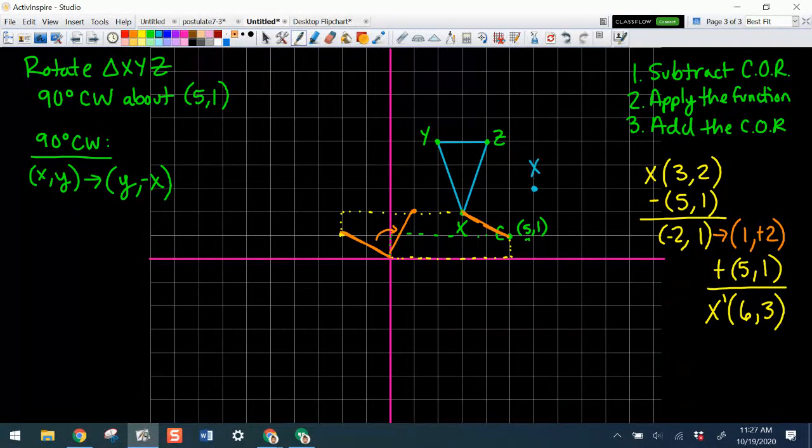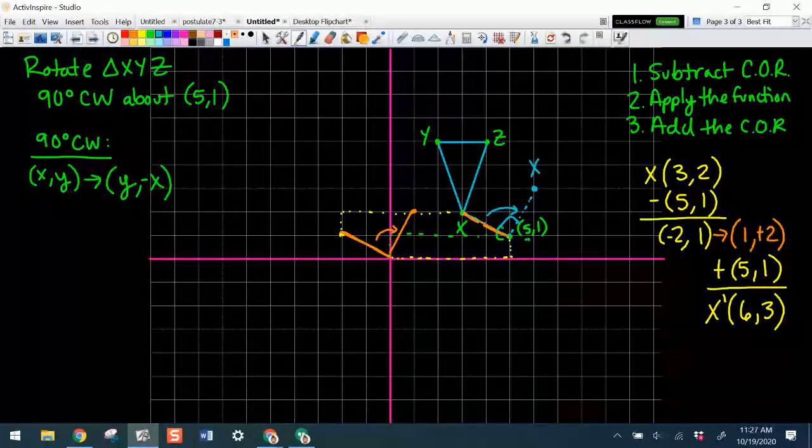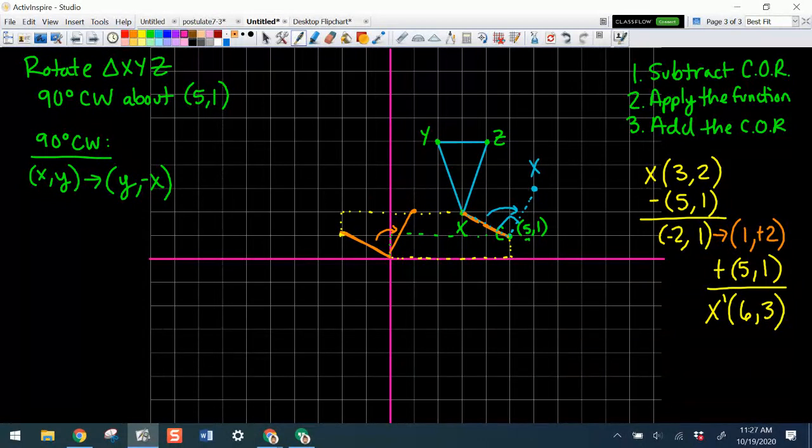So there's where x is going to be. Now, again, if you connect corresponding points to the center of rotation, you should see the degree of rotation. And of course, we see that here. There's that 90-degree rotation that we were expecting. In fact, 90 degrees clockwise. So let's finish it out with the math for y and z.